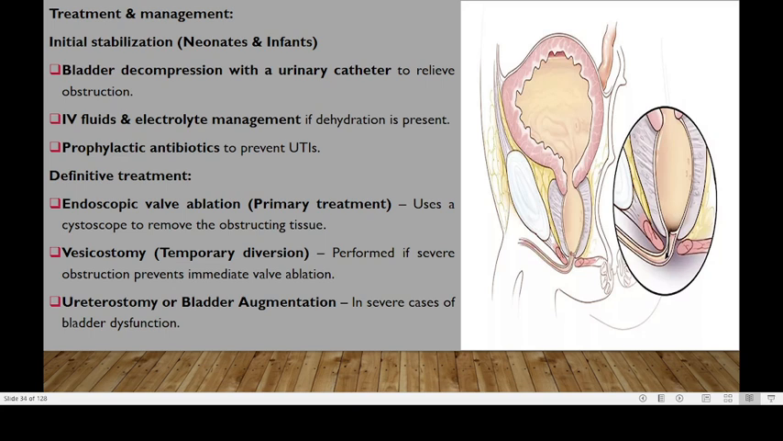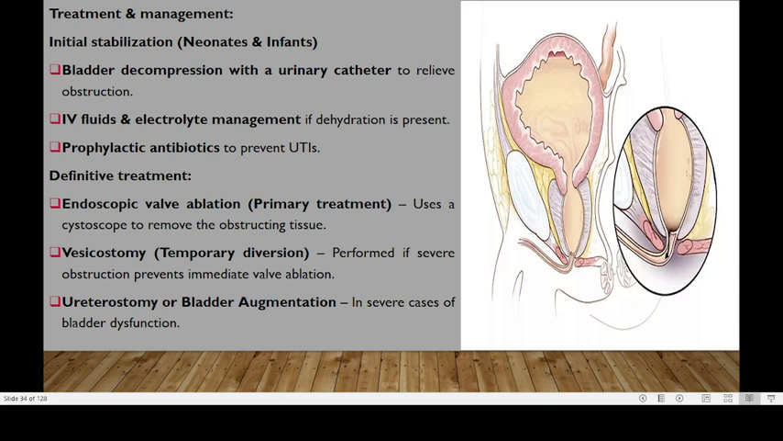For treatment of this condition, we can do initial stabilization in the unit. As we said, the posterior valve disease is an emergency. We could do bladder decompression with a urinary catheter to relieve the obstruction, IV fluids and electrolyte management if dehydration is present, and prophylactic antibiotics to prevent UTIs. For definitive treatment, we do endoscopic valve ablation. This is the primary treatment. It uses a cystoscope to remove the obstructing tissue.